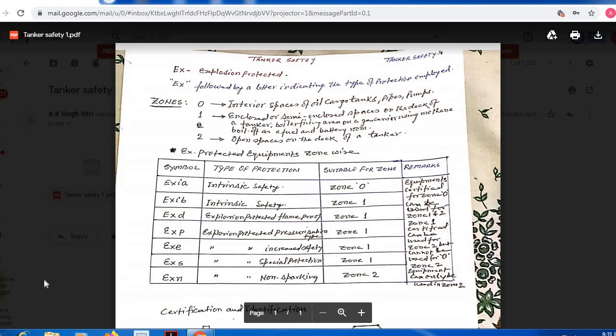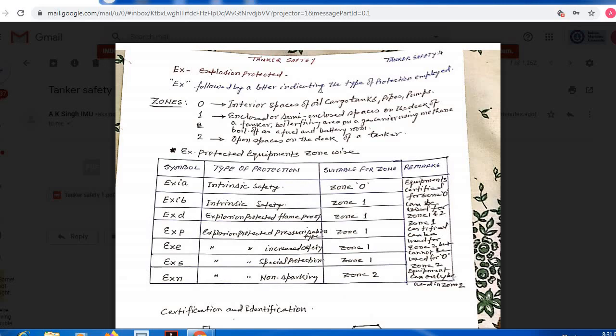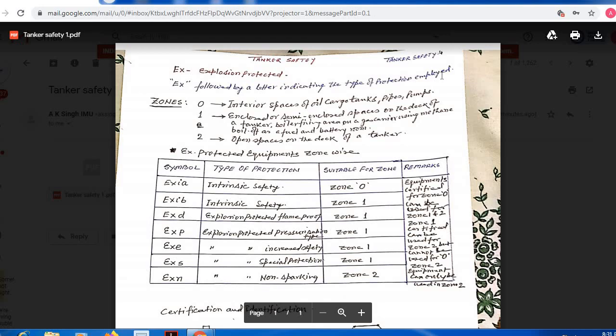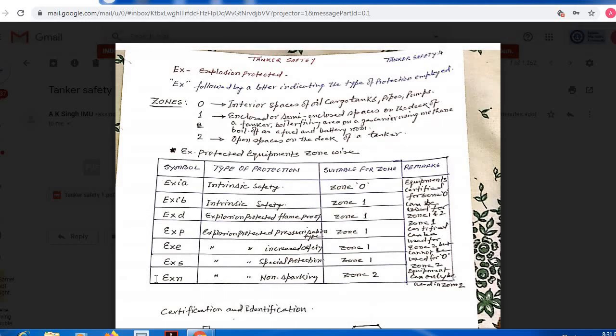On the screen, if you see, I have already mentioned that EX is explosion protection, then EX followed by a letter identifying the type of protection employed. So EX followed by a letter. Here we'll talk about the various EX protected equipment and the symbols. First we'll see the symbols of those EX protected equipment. The symbols are EXIA, EXIB, EXD, EXP, EXE, EXS and EXN.